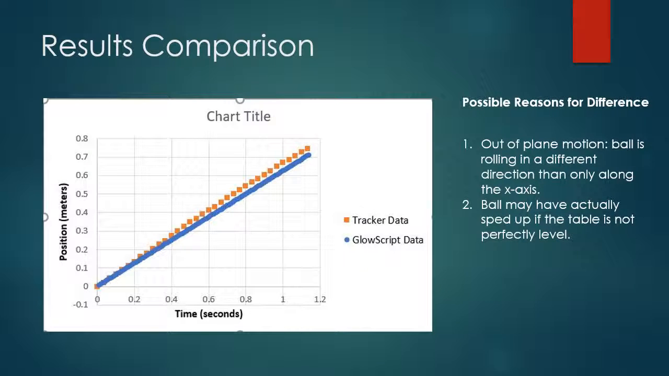Here is a results comparison showing both the data gathered from Tracker, the orange line, and the data predicted using GlowScript, the blue line. As you can see, there is a slight difference. Possible reasons for this may include that the ball is traveling out of plane motion. It may have been rolling slightly in a direction other than solely along the x-axis. Also, if the table wasn't perfectly level as I had assumed, the ball may have sped up. Both are instances I would try to improve upon if I did redo this experiment.